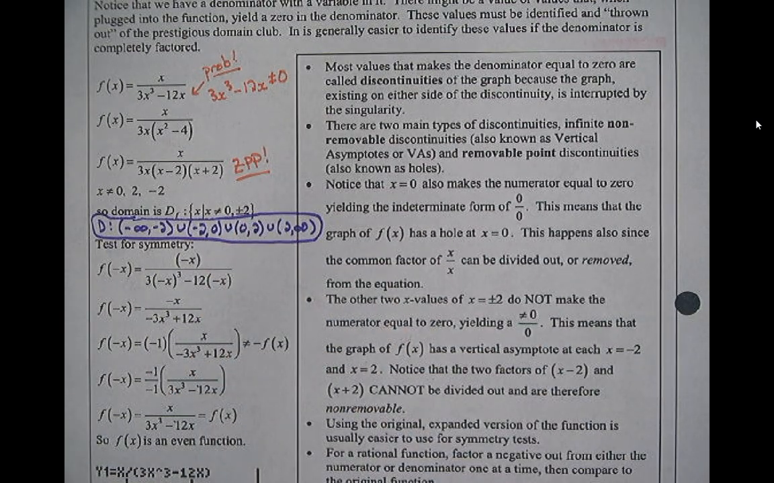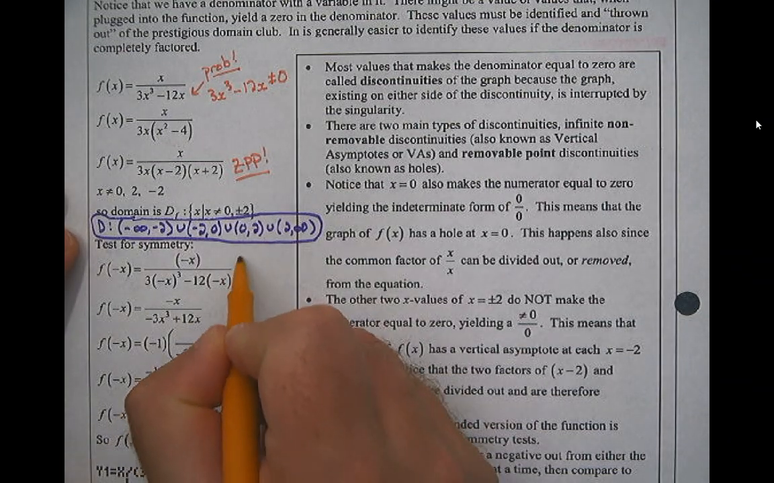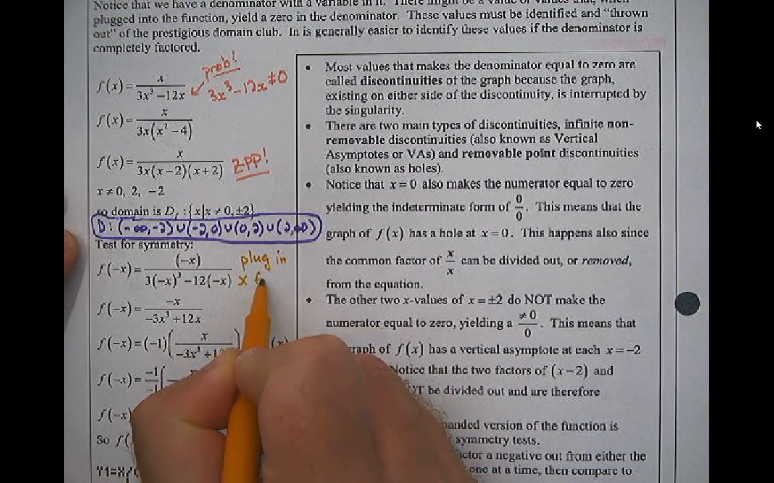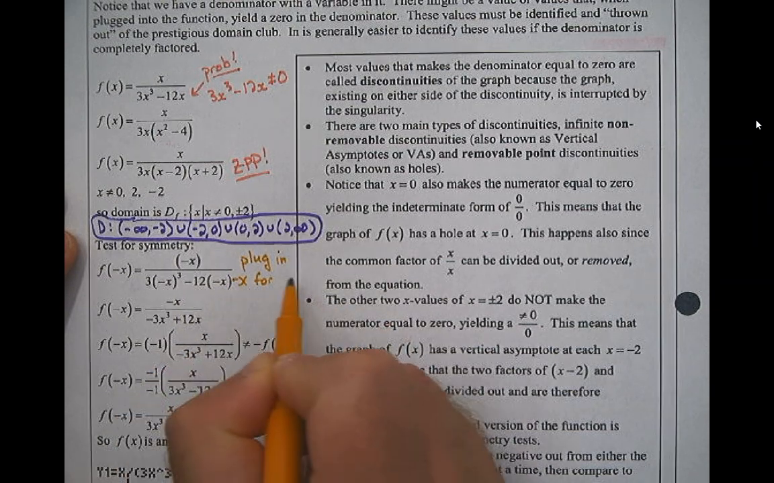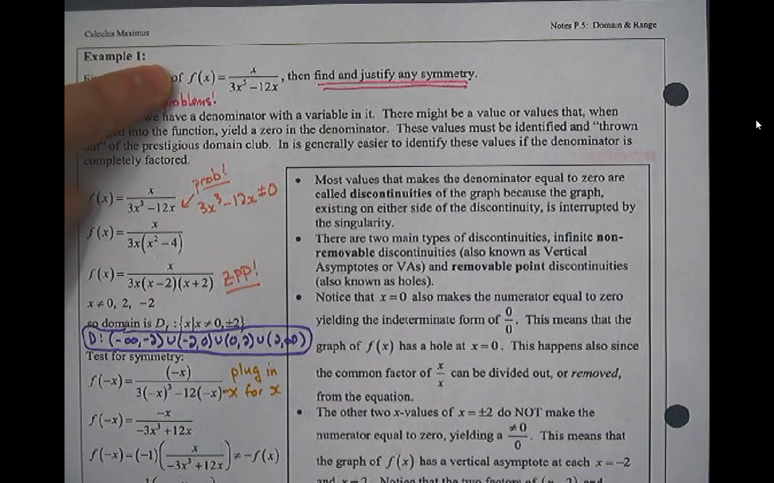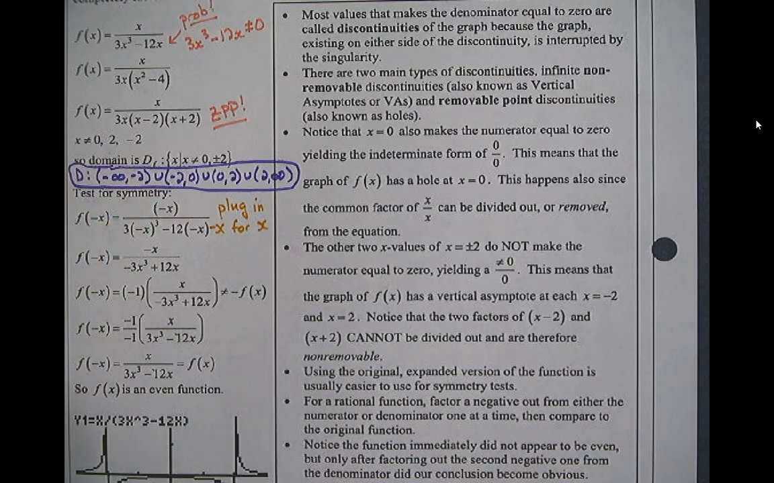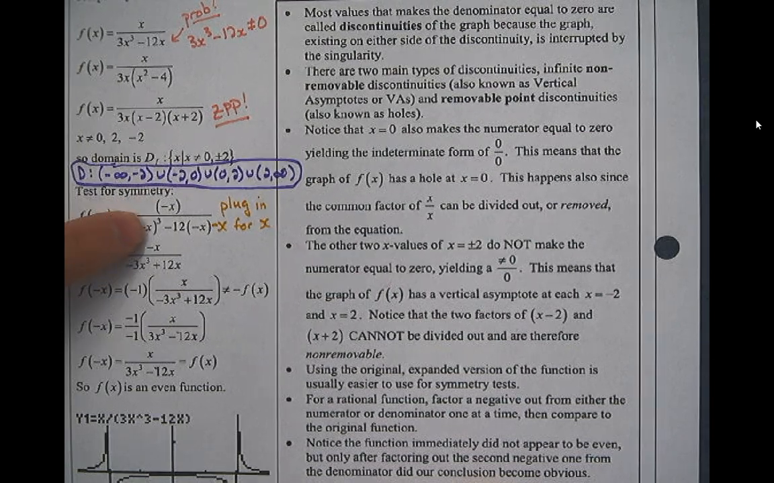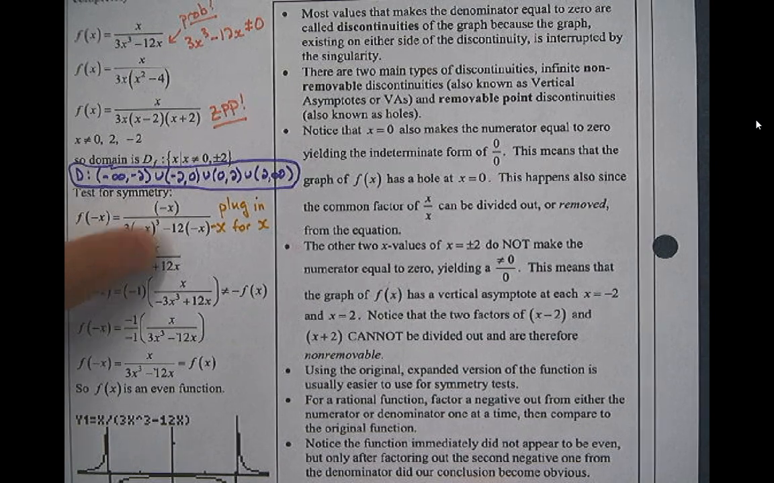Now it's time to test for the symmetry. And the test for the symmetry is the same every single time. You need to plug in negative x for x. So Corpy took our equation and replaced all the x's with negative x's. Negative x, negative x, negative x. Then he cleaned it up. So a negative x on the top. What's a negative cubed? Still negative. What's a negative times a negative? A positive.